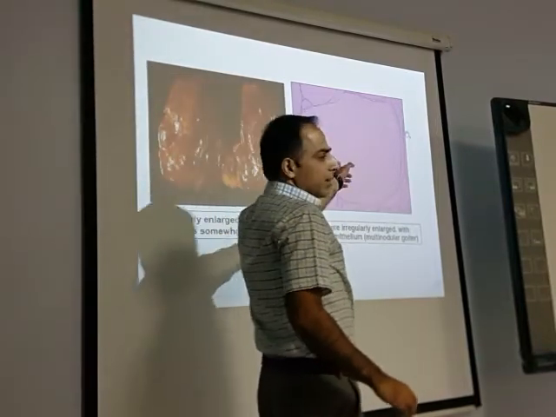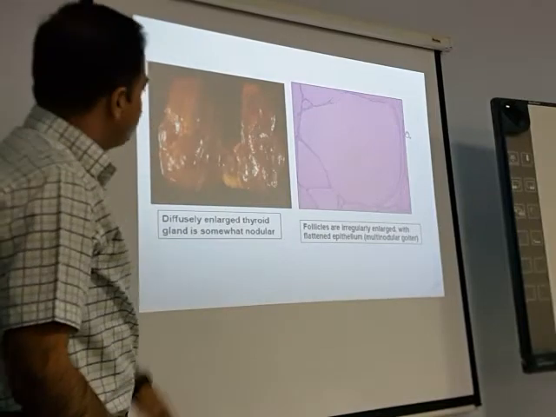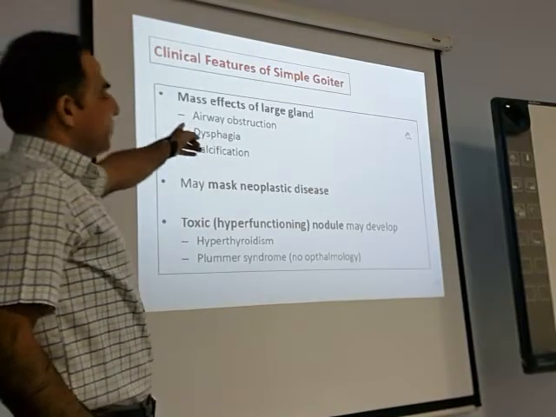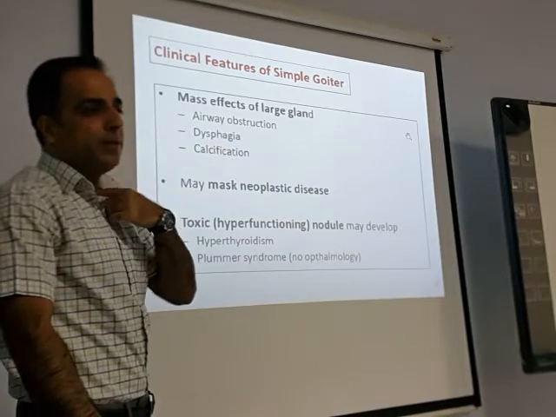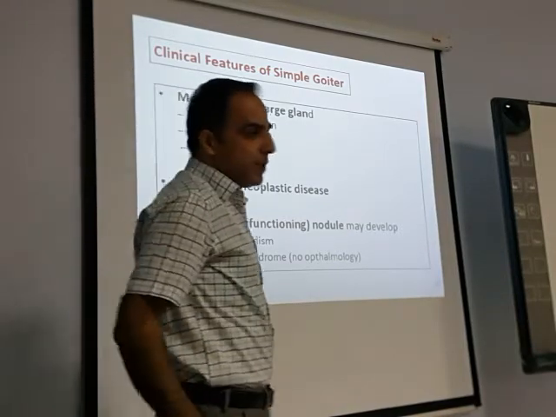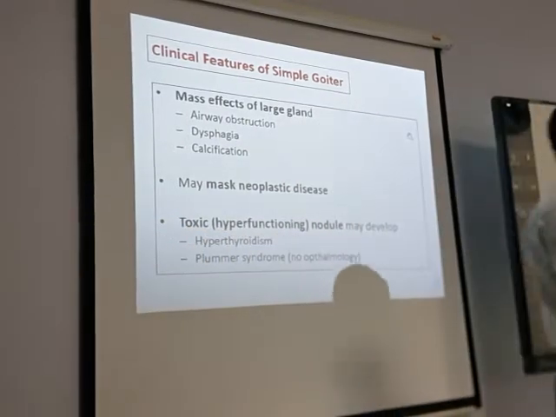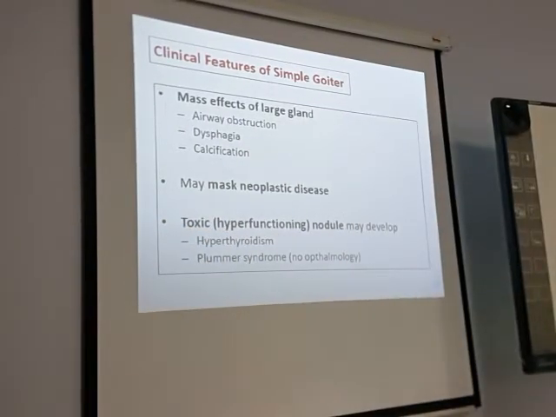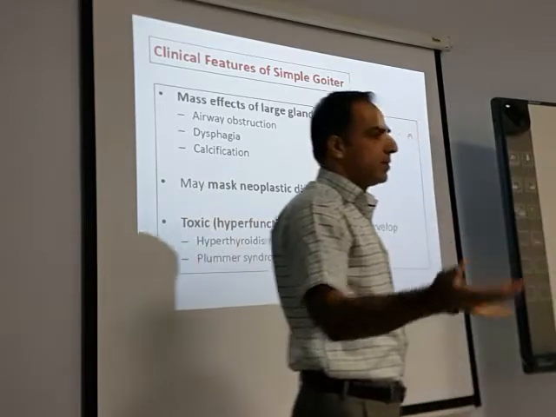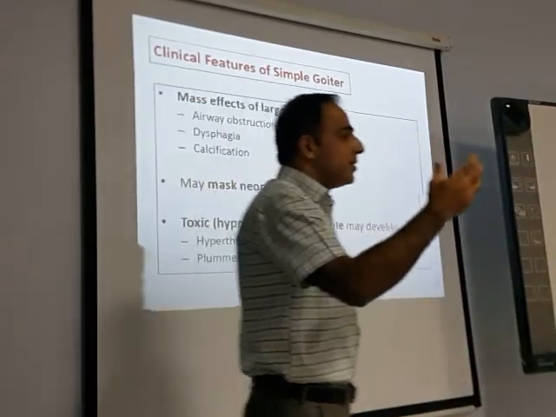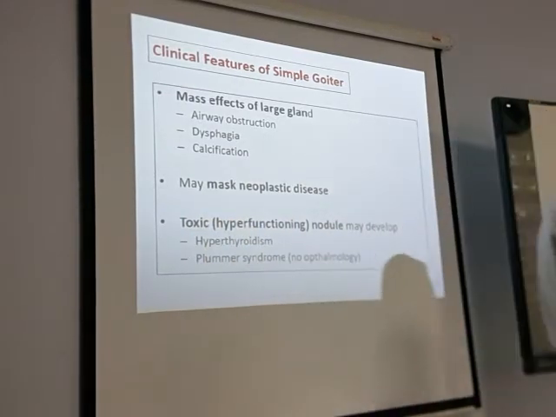So this is the picture you have seen yesterday. Variable follicles, some big, some small, filled with colloid. This is enlargement. What are the mass effects? Airway obstruction if it compresses the trachea, and dysphagia. And there can be hemorrhage, scar, and calcification in the gland, because these are all secondary changes which are prone to occur. And it may mask the neoplastic disease. Sometimes you have a carcinoma and a multinodular goiter also, so it will be masked.